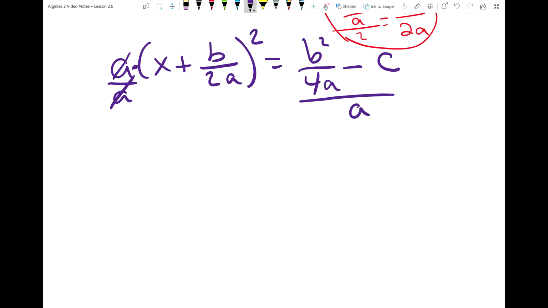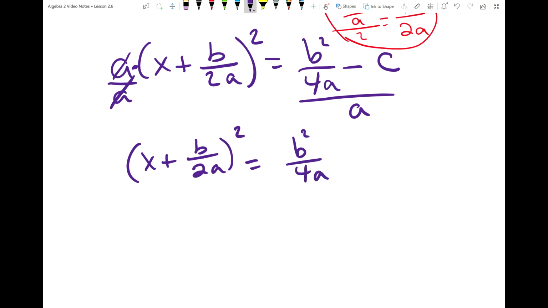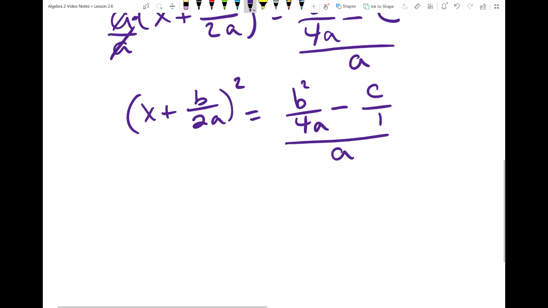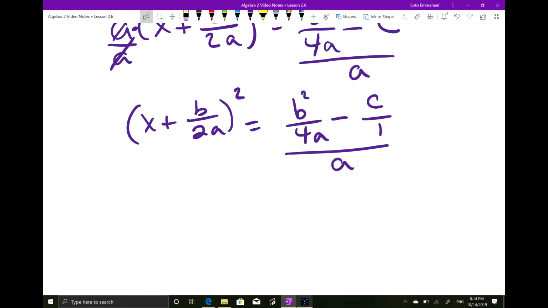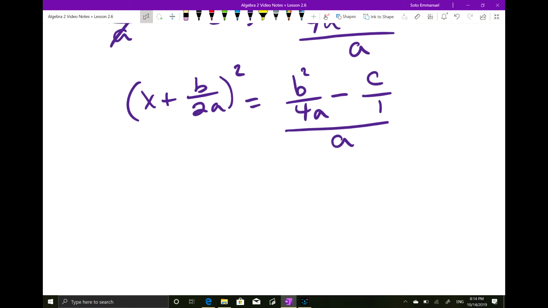Okay, so now the a cancels, and I'm left with (x + b/2a)² equals b²/4a minus c. I'm going to write this c as c over 1 so that I can deal with it later, and then over a. Before we do anything else, we want to simplify this crazy fraction. I don't want to do anything else until we simplify that part and make it look better.